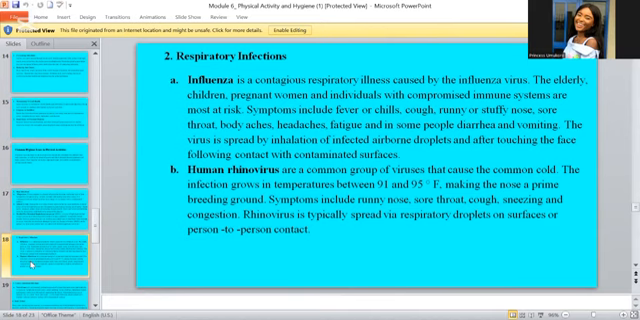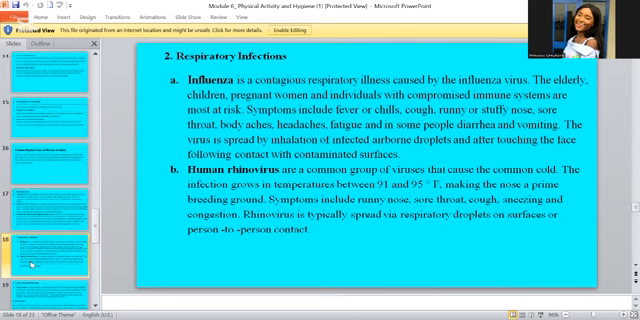Influenza is a contagious respiratory illness caused by the influenza virus. Elderly people, children, pregnant women, and individuals with compromised immune systems are most at risk. The symptoms of influenza include fever, cough, runny nose, sore throat, body aches, headache, fatigue, and in some people, diarrhea and vomiting. The virus is spread by inhalation of infected airborne droplets and after touching the face following contact with contaminated surfaces.